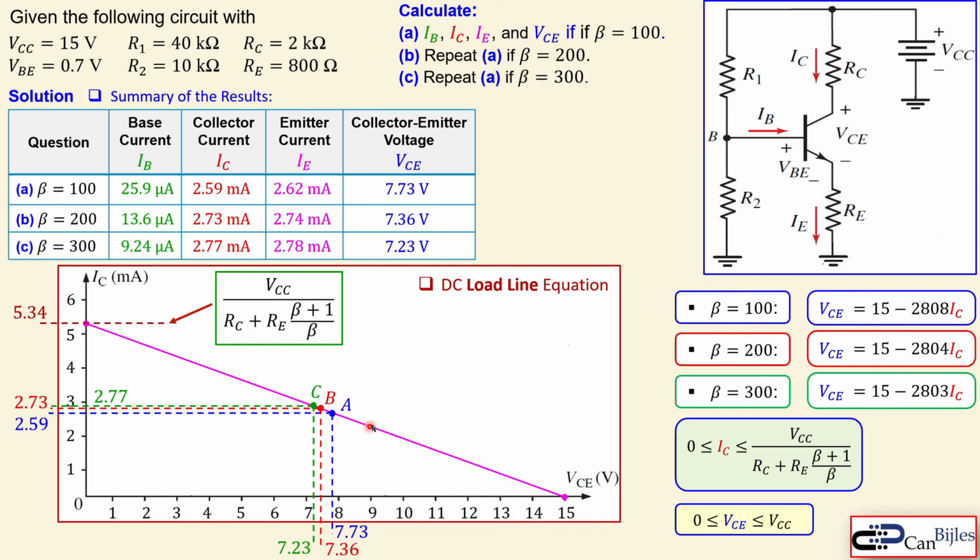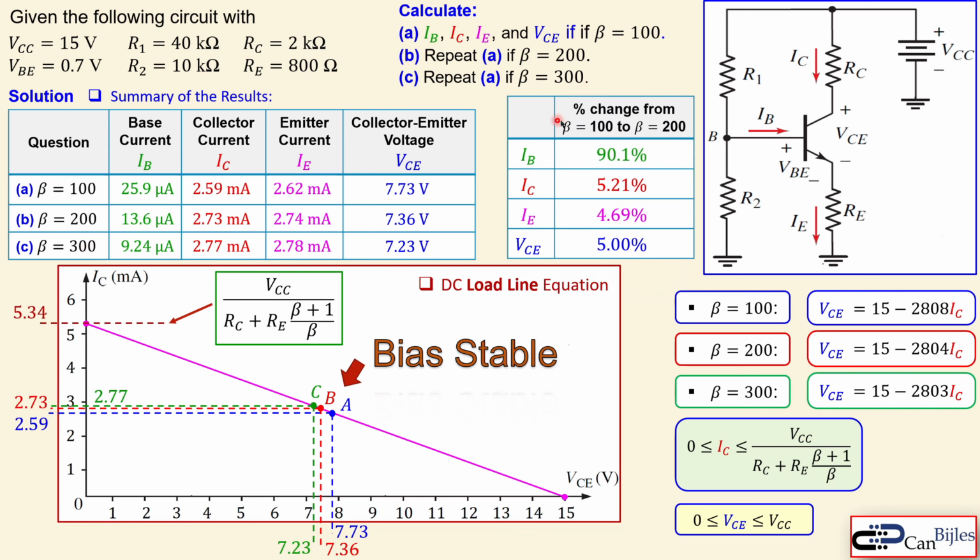What you see here is these 3 points are very close to each other. It's not really that much change when you change the beta dramatically, that is actually the message here. So we can say this is a very stable biasing design. And it is also seen here in the percentage change from going from beta at 100 all the way to 200, so 100% up.